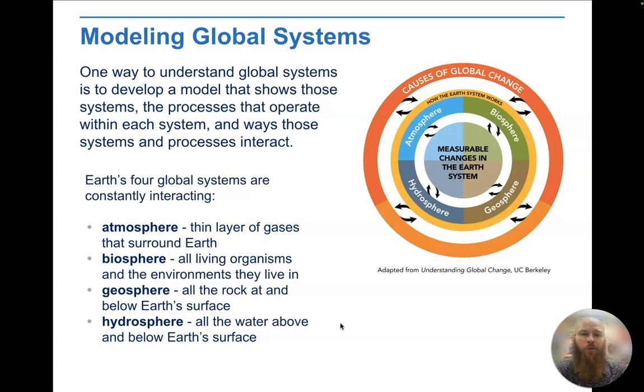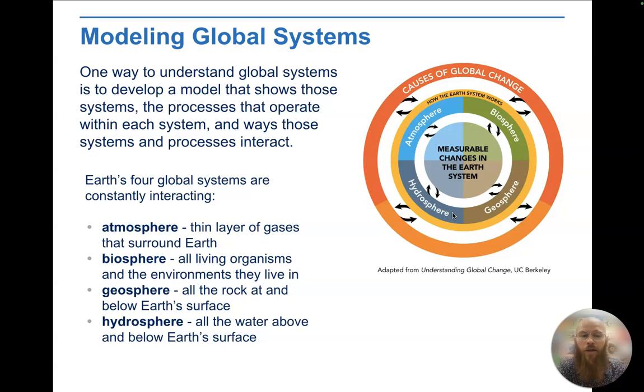And those include, you can see up in the top left here, the atmosphere. That's referring to that thin layer of gases that surround Earth. You can also think of it just as air. We have the biosphere, which we've already covered. That's, remember, just all living organisms and the environments they live in. We have the geosphere, which is referring to all the rock at and below Earth's surface. So those are those hard surfaces that define a lot of the terrain and are just the solid composition of our planet. And then finally you have the hydrosphere, which is all the water both above and below Earth's surfaces.